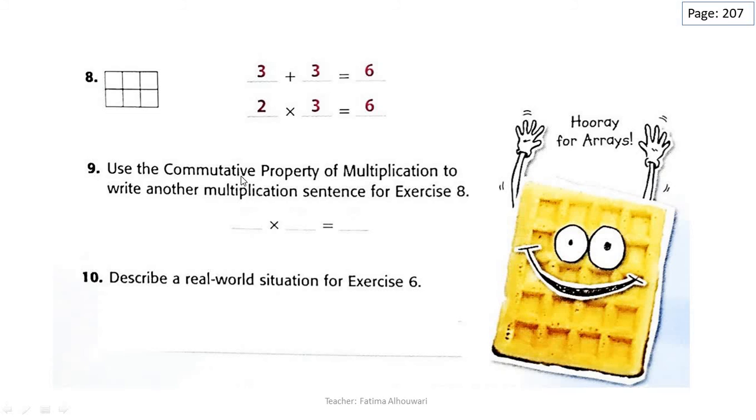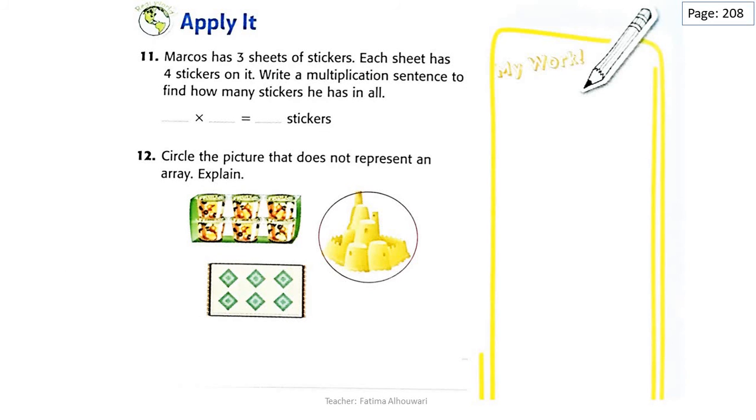Let's see question number 9. Use the commutative property of multiplication to write another multiplication sentence for exercise 8. In exercise 8, we have 2 multiplies 3 equals 6. So we can write 3 multiplies 2 equals 6. This is another example for commutative property of multiplication. Let's see the next page, page number 208.